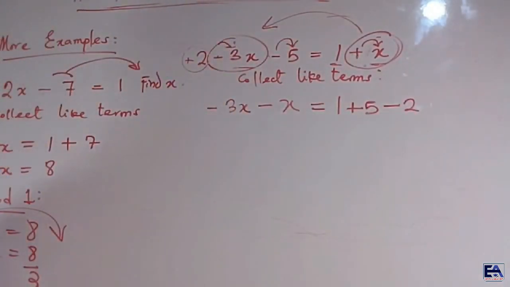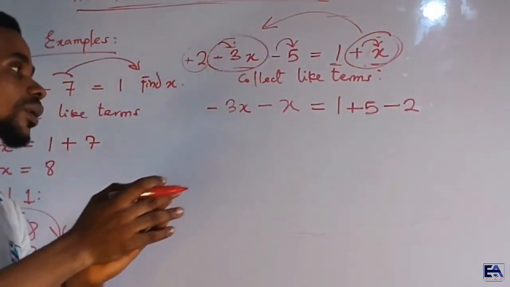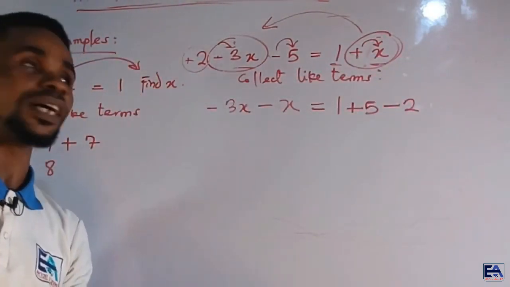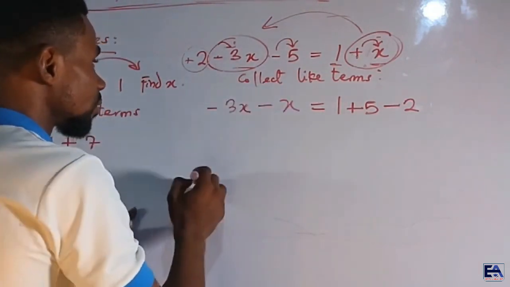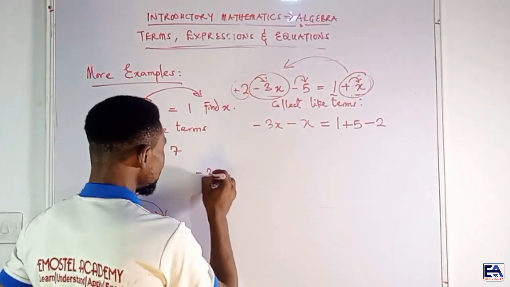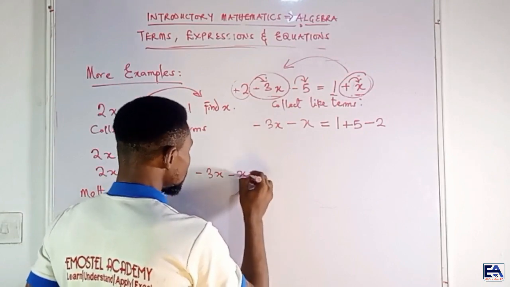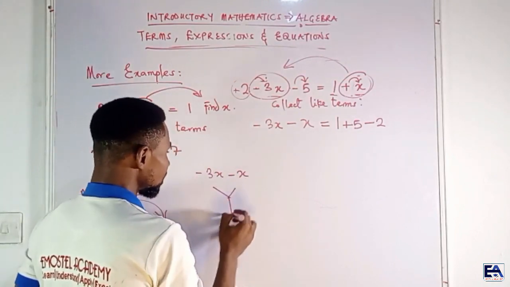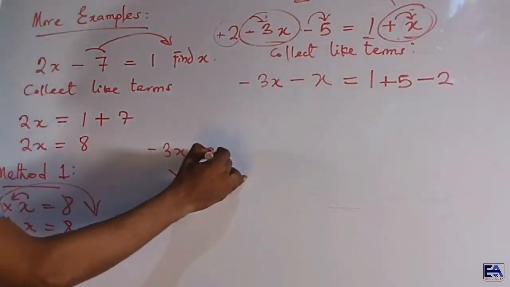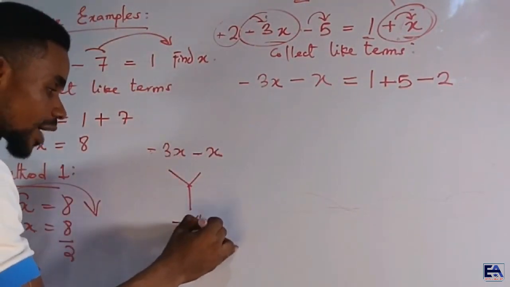Are you feeling me? So now we have successfully collected all x terms to one side, all constant terms to the other side. Okay, then minus 3x minus 3x means, in mathematics, I am owing 3x and I am owing another 3x. If I owe 3x and I owe another 3x, then it means I owe 4x.